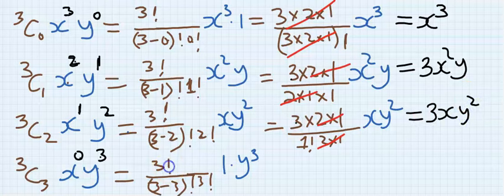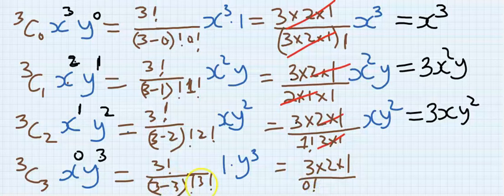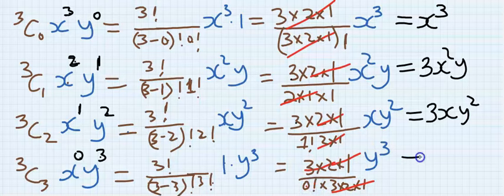Here we have 3 factorial as 3 times 2 times 1 over 3 minus 3 is 0 factorial, and this is 3 factorial, which is 3 times 2 times 1. And 1 multiply this will give you y to the power of 3. 3, 2, 1, cancel 3, 2, 1. And 0 factorial is 1. So we are going to have here 1 multiply y to the power of 3.